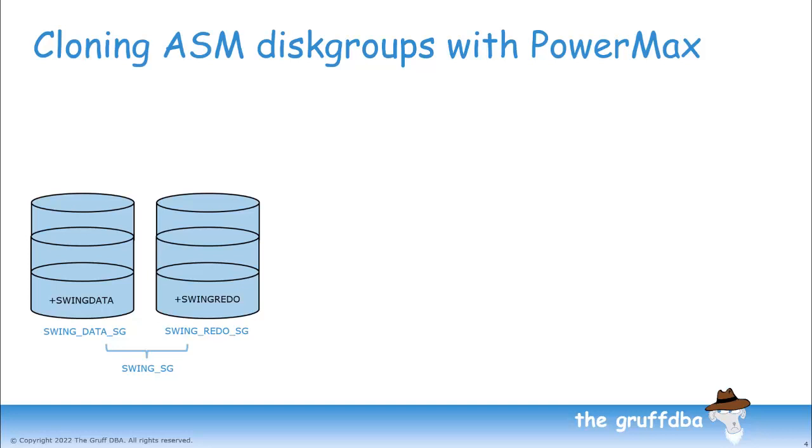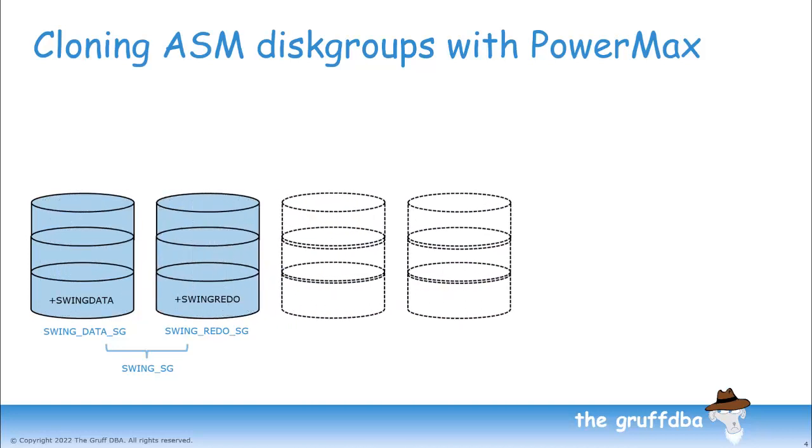In this example, we have two storage groups, Swing Data SG and Swing Redo SG, and they are both children of the Swing SG parent storage group. The PowerMax allows us to make a snapshot of our storage groups. In this example, I've named it Swing Snap 1. I could have elected to create two separate snapshots, one for each of the child storage groups. It depends on what you want to do.